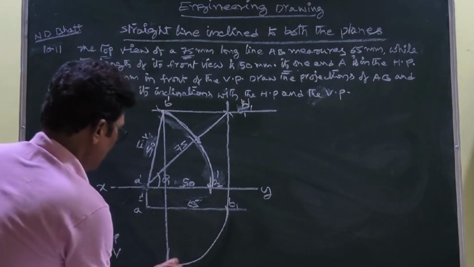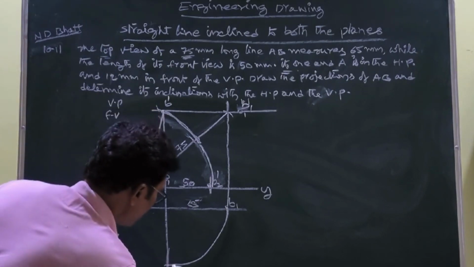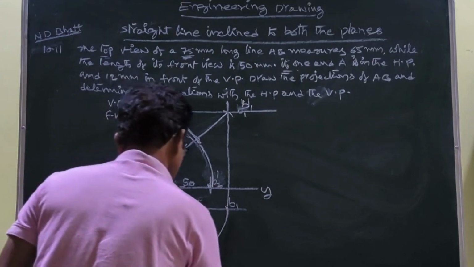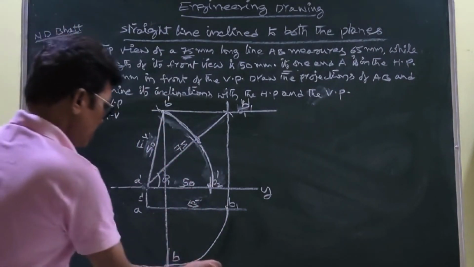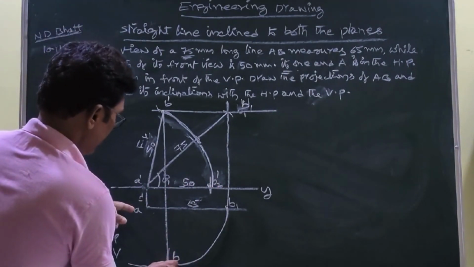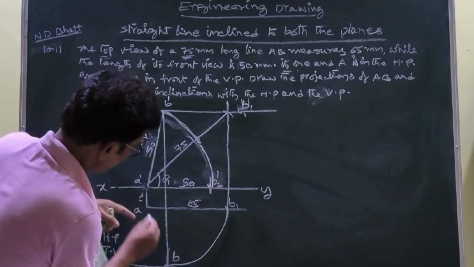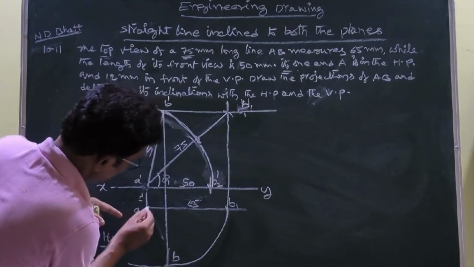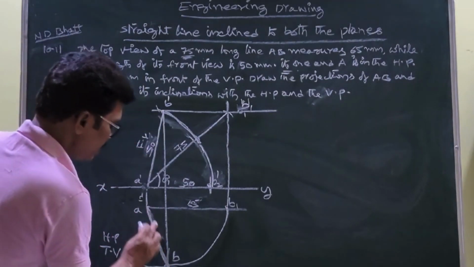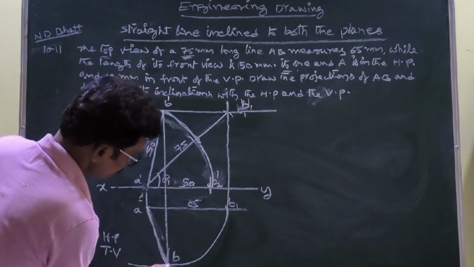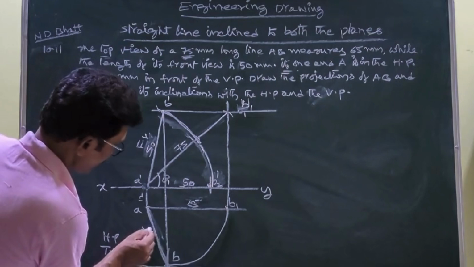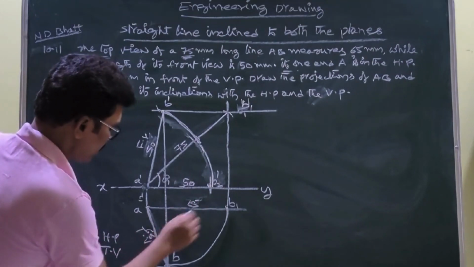So therefore this point automatically becomes B. At this point you draw a locus line parallel to XY. Once B is set up, you join A and B. This is the top view. This length equals 65. This one equals this one. This one equals this one.